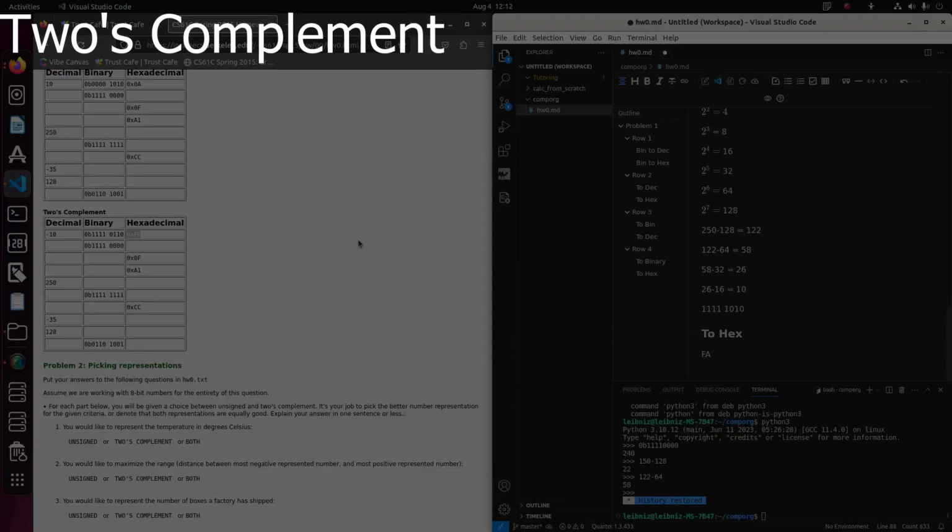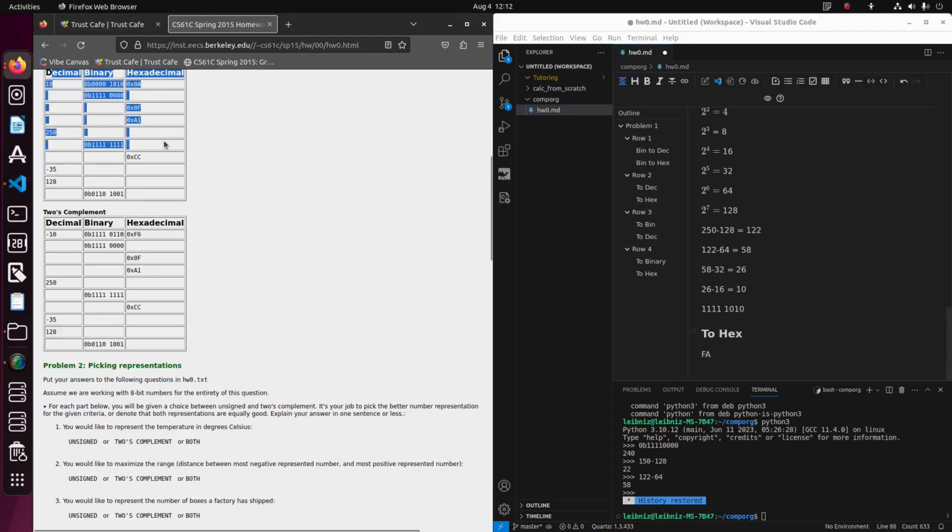Okay, so we're going to pick up where we left off. I am done doing unsigned numbers like above, and so we're going to move on to the next part of the exercise where we start computing two's complement for binary and decimal and hexadecimal numbers.